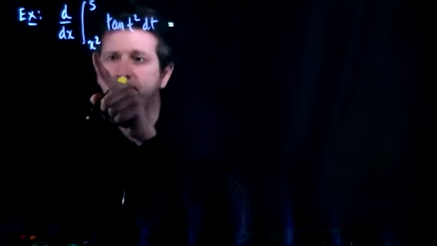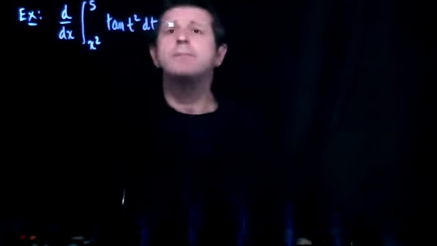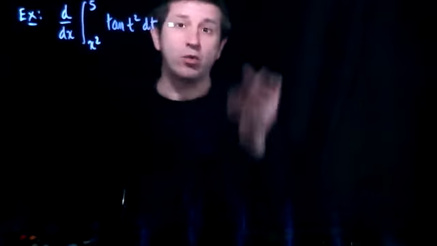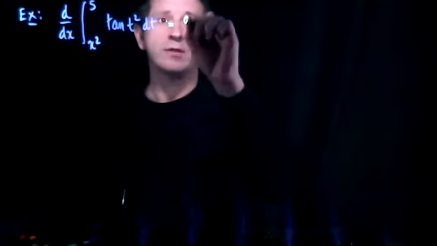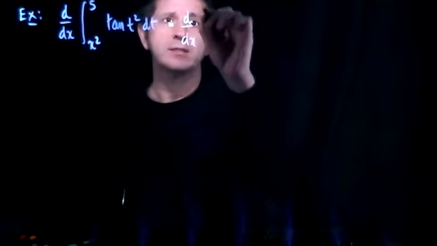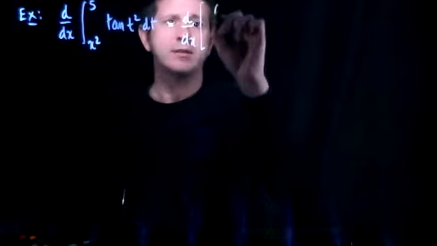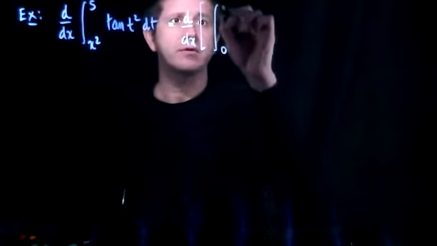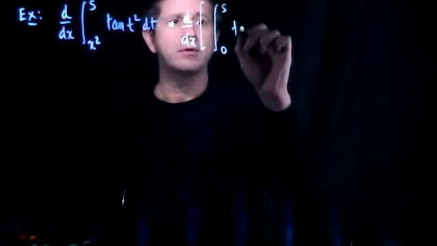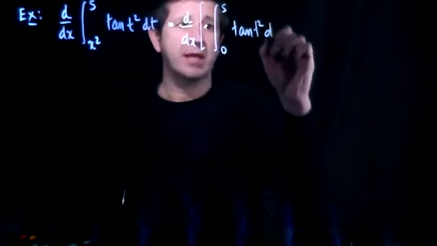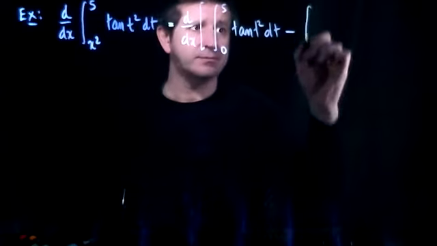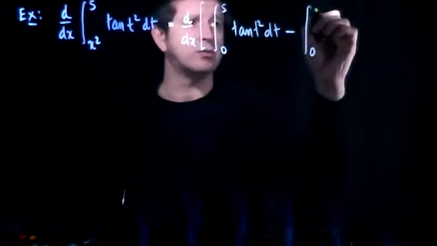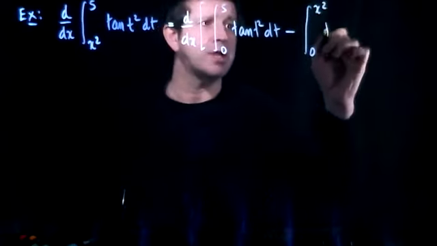Okay, so now the x on the bottom. So if I am to do it like we did before, I could go like this: d/dx of, and I will separate it. I will do from 0 to 5 of tan t^2 dt minus from 0 to x^2. Okay, just like we did before when we decomposed the area.